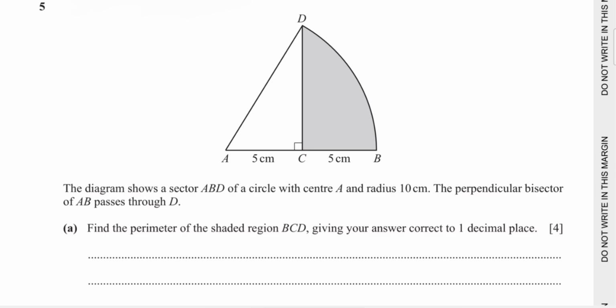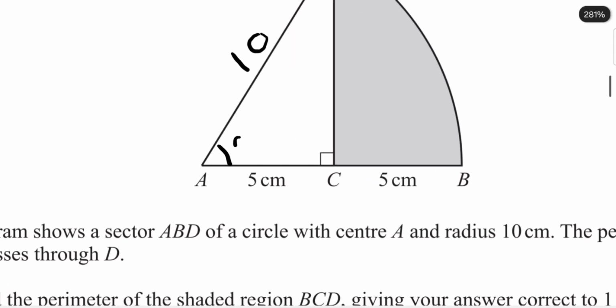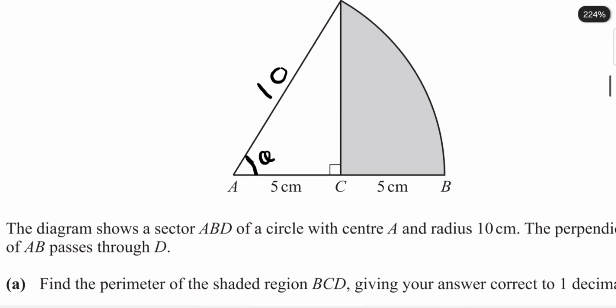So firstly, we're going to try and make sense out of the given information. We're told that sector ABD is centered at A and has radius 10 centimeters. So that tells us that AD is also 10 centimeters. And if we're looking at this sector, the angle that we might need to use will be this. So let's just create theta.